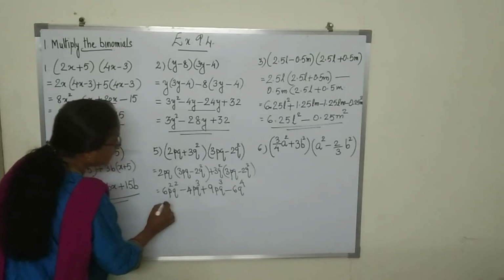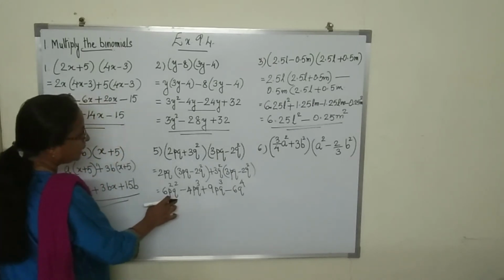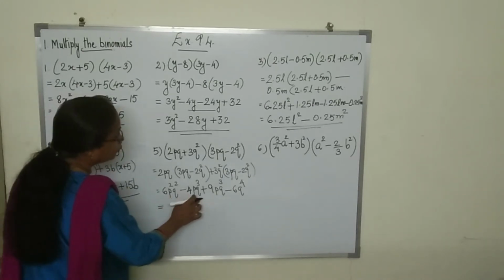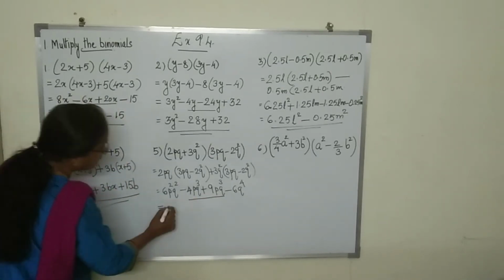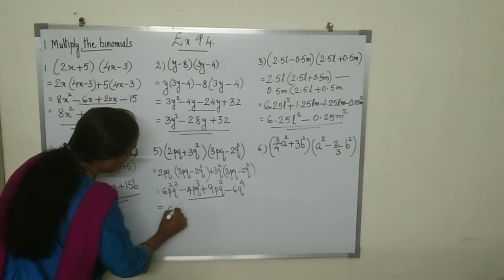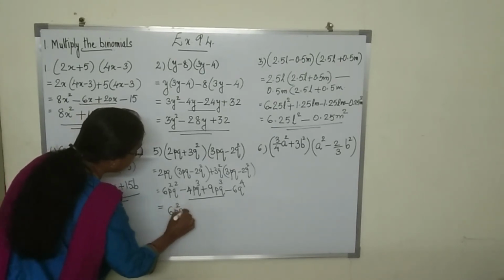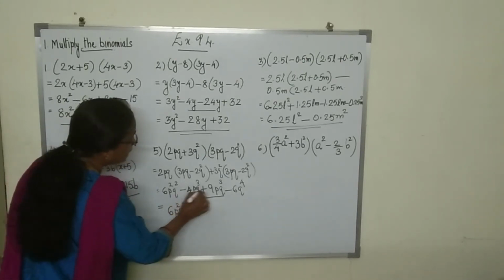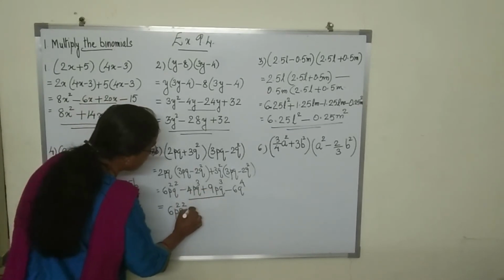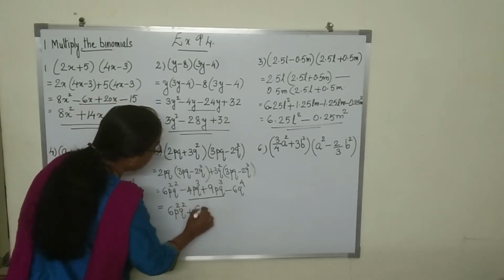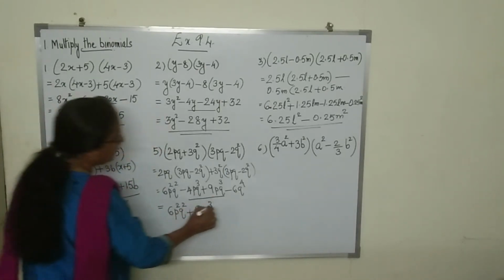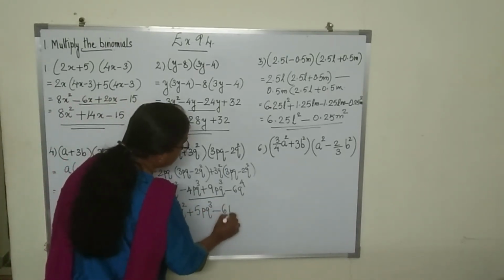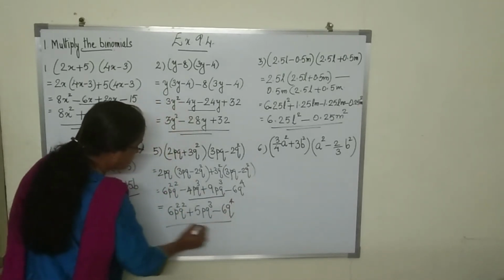Here p square q square, here pq cube, and here also pq cube, like terms. So this remains as it is. But this 9 minus 4 is plus 5pq cube. And the last term is minus 6q raised to 4.